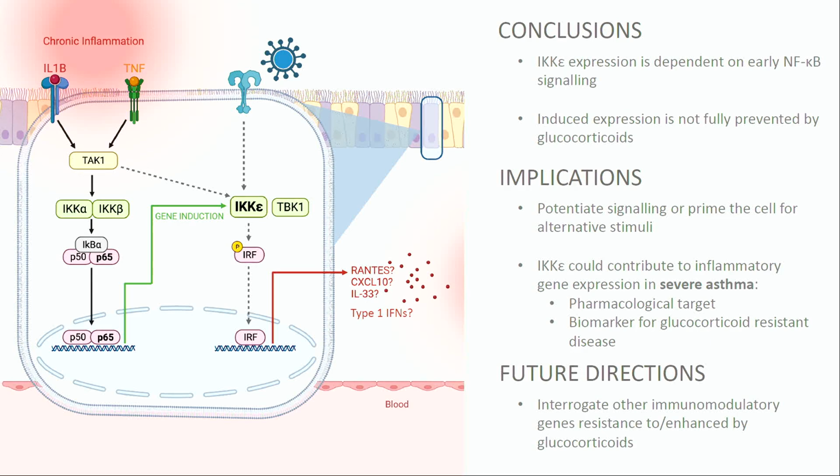It also could contribute to inflammatory gene expression in severe asthma, and thus could be used as a pharmacological target or a biomarker for glucocorticoid-resistant disease. So although my project was very specific, we can use this as a framework to interrogate other immunomodulatory genes that are resistant to or even enhanced by glucocorticoids to find new therapeutic options.